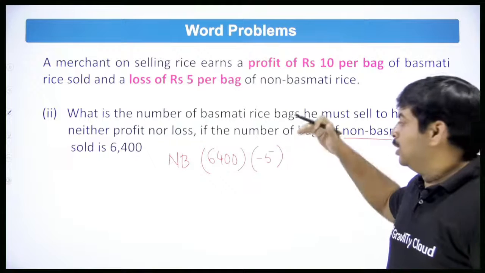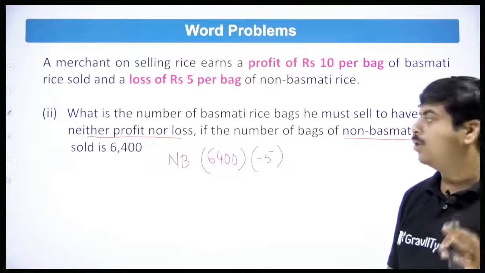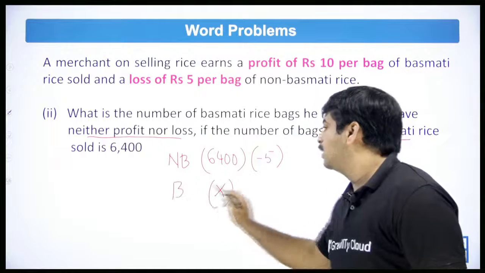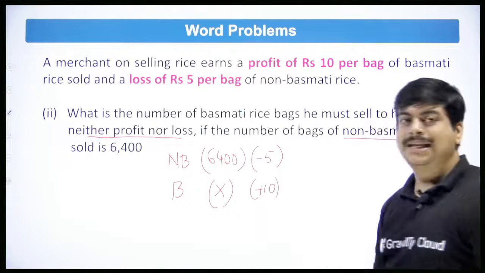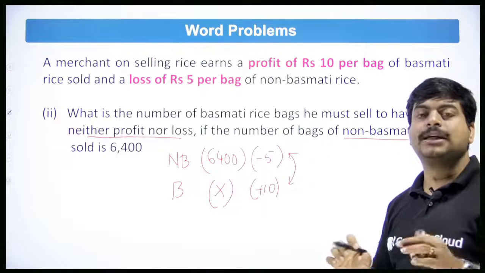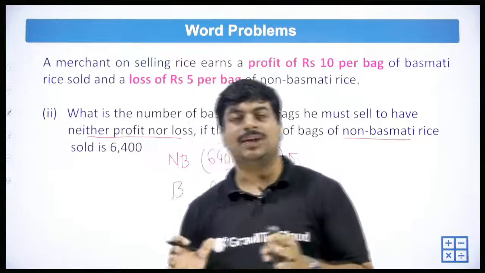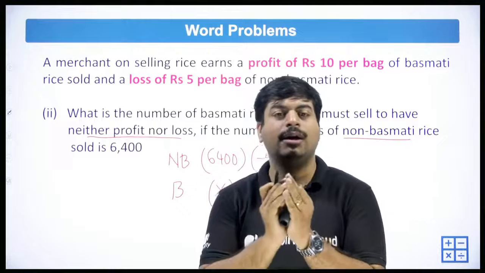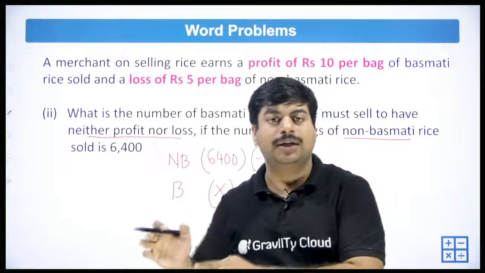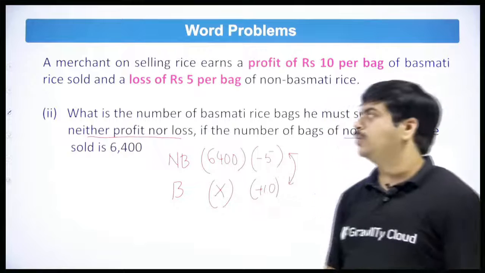But to balance this with neither profit nor loss, you'd have X number of basmati bags with plus 10 as a profit. Given that, these two should be equal in terms of numbers. That means you should not have any positive or any negative. Then you can say that you are having 0 rupees profit or 0 rupees loss. You're neither in a state of profit nor in a state of loss, right? A beautiful application, so please try to do it yourself, right?